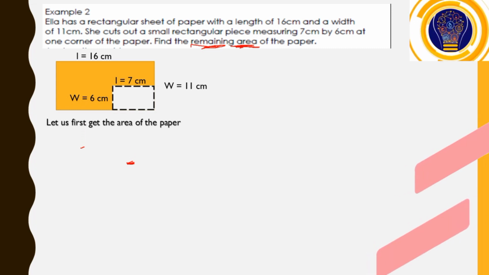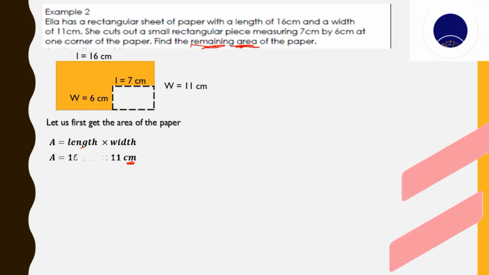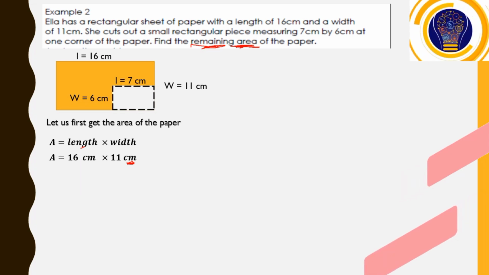So, first, get the area of the paper. Kailangan makuha mo yung area ng papel. And that is length times width, 16 centimeters by 11 centimeters.